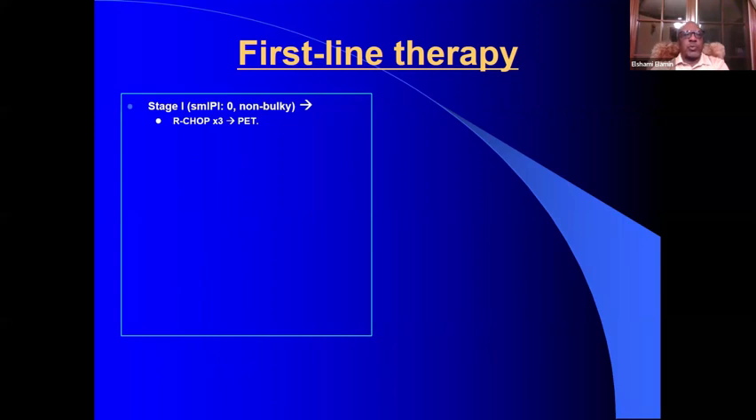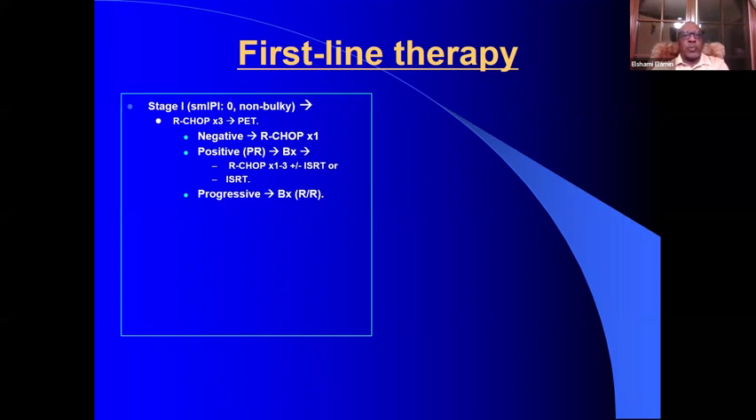For those patients, we give them R-CHOP for 3 cycles, and we do PET. If the PET is negative, then we give 1 more cycle. If the PET is positive, that means partial response, do a biopsy. Don't stop there. Then you may give 1 or 3 cycles, with or without ISRT radiation to the involved area, or you can give radiation only. But if the PET scan showed disease progression, of course you need a biopsy, and you call that relapsed refractory disease, and that's a totally different scenario.